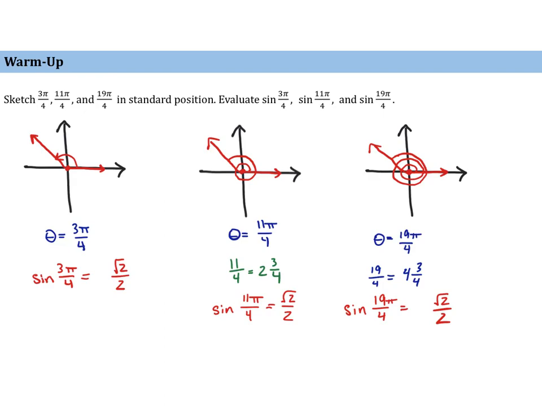You can imagine that as we add more and more revolutions, as we keep adding 2 pi in each one of these situations, we'll continue to end up with a coterminal angle in the second quadrant, and we could even go clockwise and subtract 2 pi and just go revolutions in the clockwise direction, and we'll always end up with square root of 2 over 2.